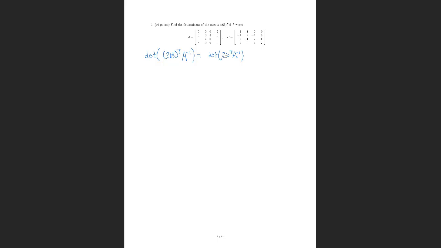Now first, properties of determinant. This 2, we can factor it outside of the determinant. But when we factor a constant out from the determinant, it has to be raised to a power determined by the size of the matrices. So since these matrices are 4 by 4, when I pull out the 2, it has to be raised to a power of 4.